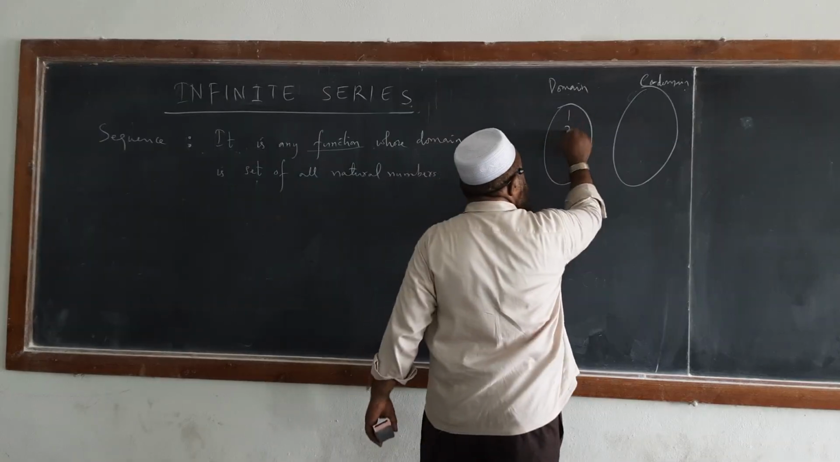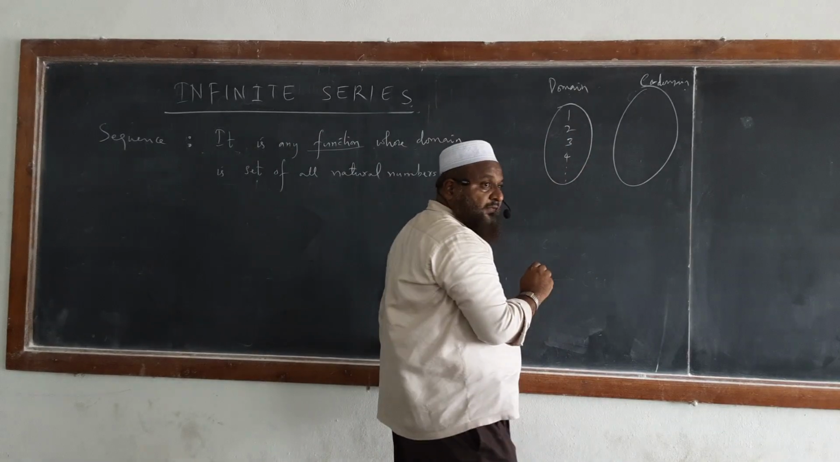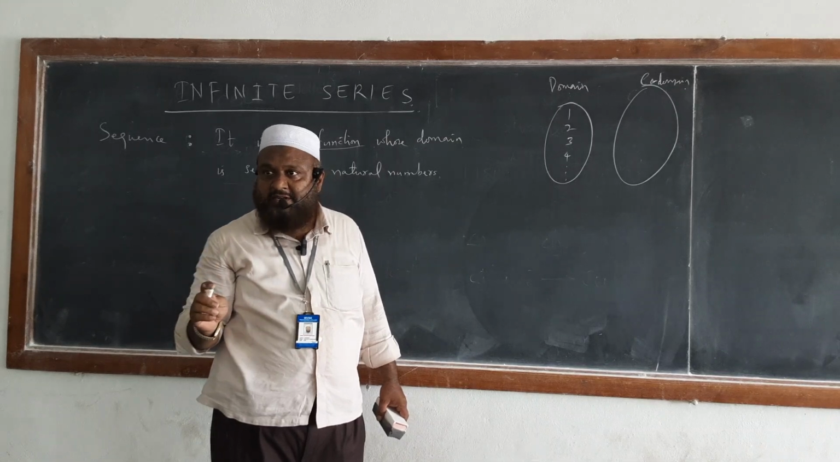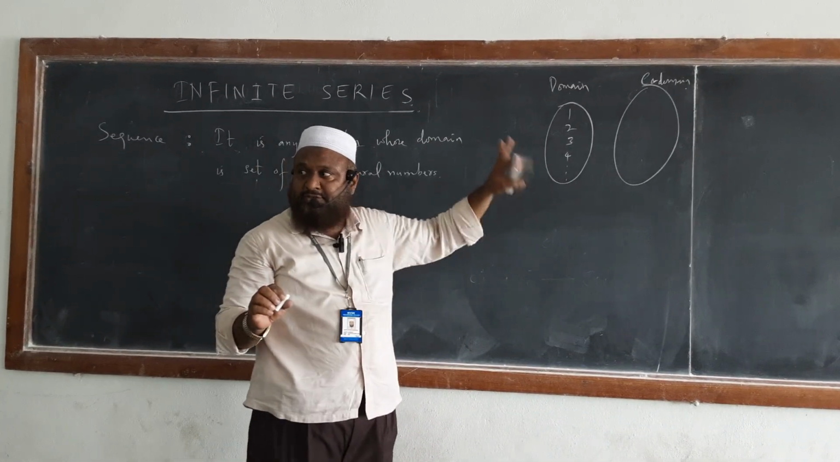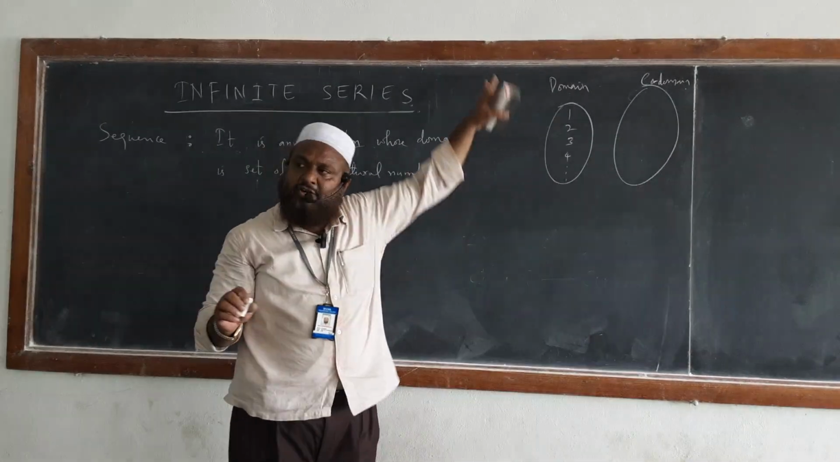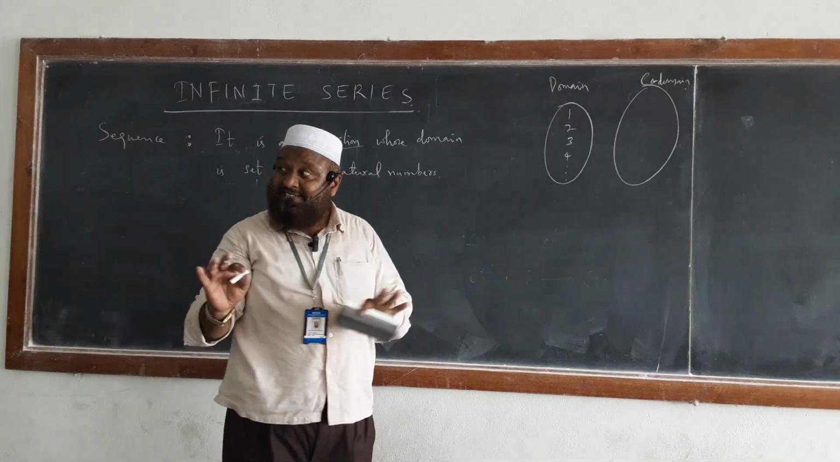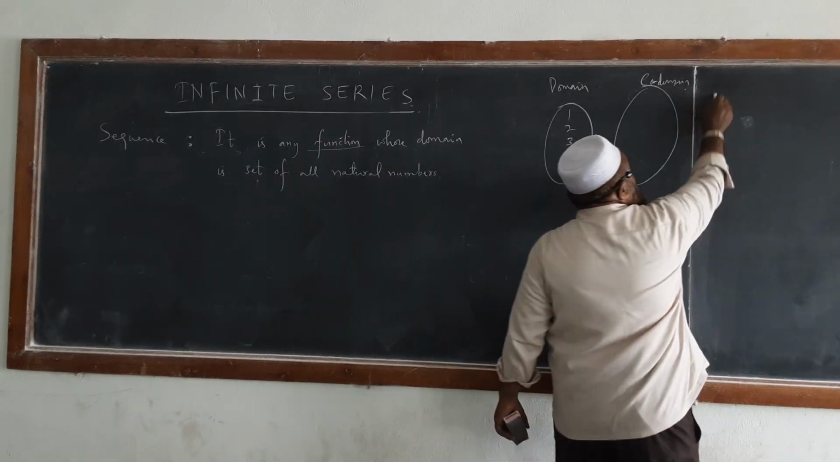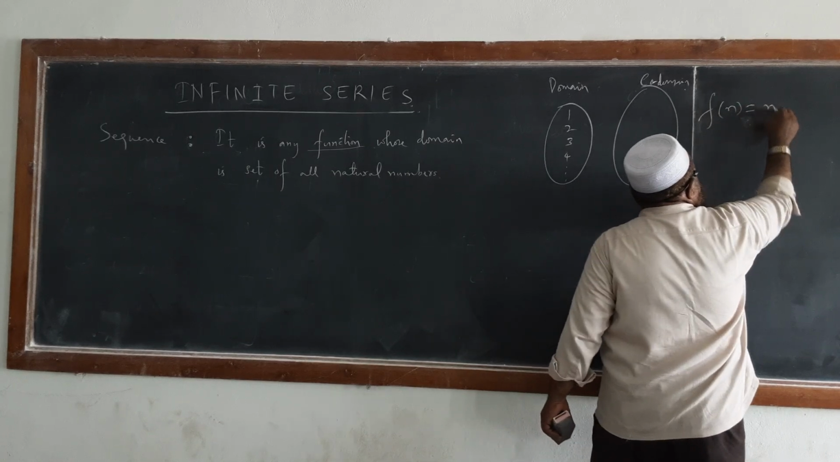Suppose I take 1, 2, 3, 4, and so on. I cannot take 2.5 into that. I cannot take negative numbers into that. No fractions, no negative numbers, only natural numbers. All natural numbers I am taking. Let us take some rule. For example, the rule is f of n is equal to n square.